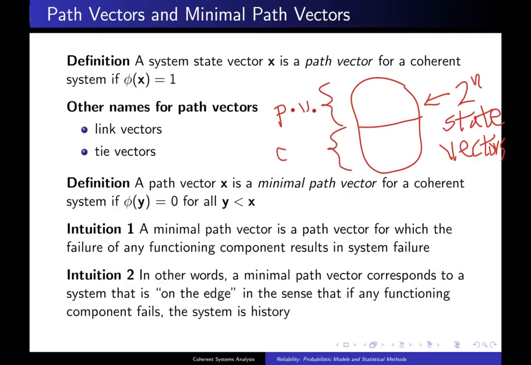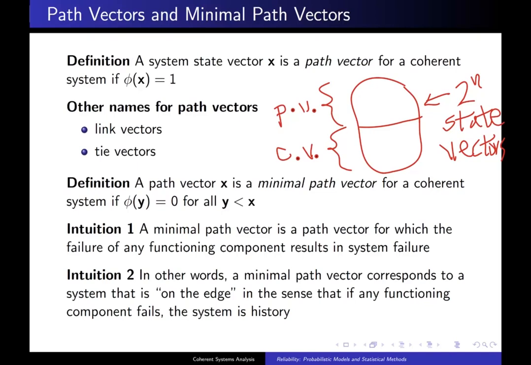A little bit later, there's going to be something defined called a cut vector, and a cut vector is associated with a failed system. So every possible state vector has to either be a path vector or a cut vector. Two other names for path vectors which you might see out in the literature, they can be called link vectors. They can also be called tie vectors.